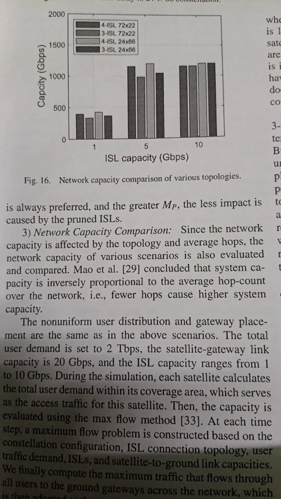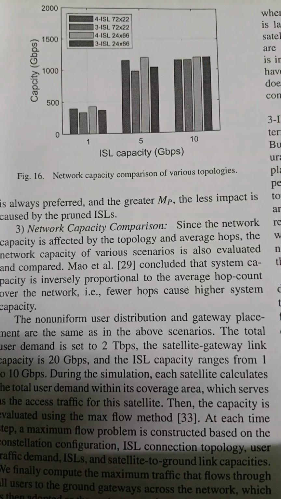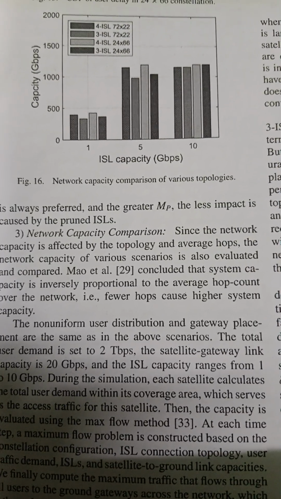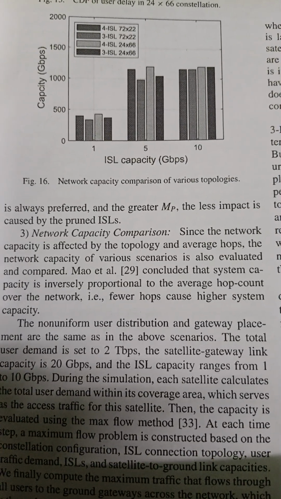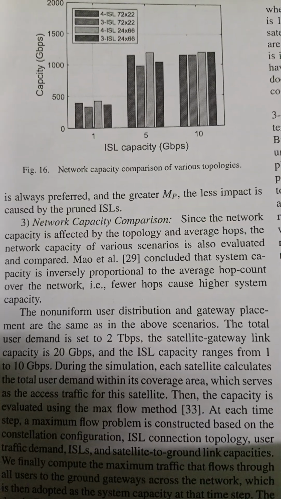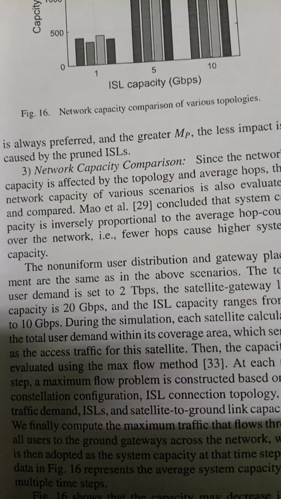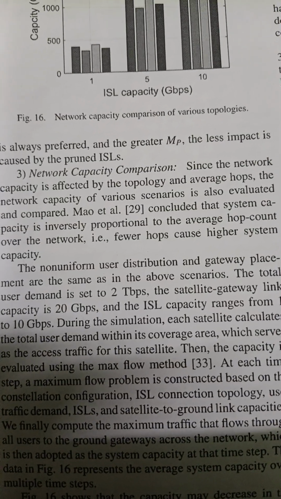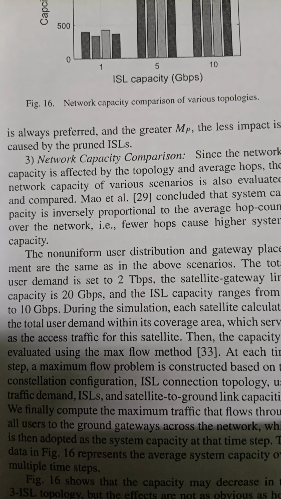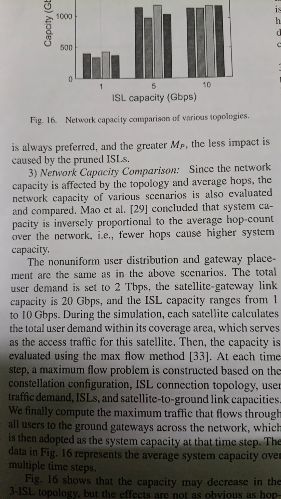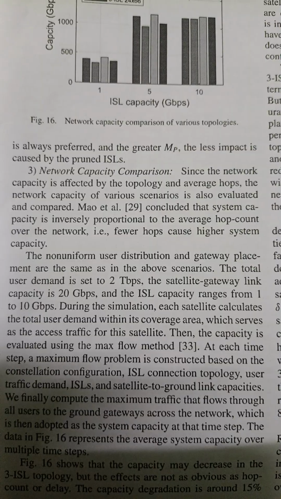Network capacity comparison. Since the network capacity is affected by the topology and average hops, the network capacity of various scenarios is also evaluated and compared. With the reference of Mao, it is concluded that the system capacity is inversely proportional to the average hop count over the network. That is, fewer hops cause higher system capacity. The non-uniform user distribution and gateway placement are the same in the above scenarios. The total user demand is set to 2 Tbps. The satellite gateway link capacity is 20 Gbps and the ISL capacity ranges from 1 to 10 Gbps.